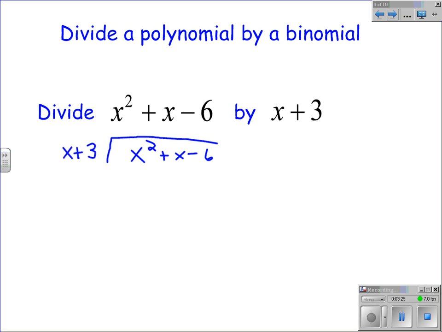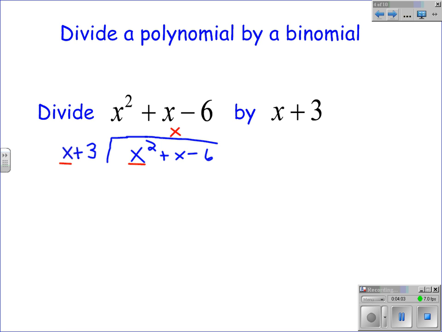Okay. Then you are going to look at your first term in each of your polynomials and think, what would I multiply x by to get x squared? x. And that's what I'm going to write up here. So I'm going to write x. Actually, I'm not going to write it above the x squared. I'm going to write it above the x that's over there just a little bit further. It's like when you are doing long division, like terms above like terms.